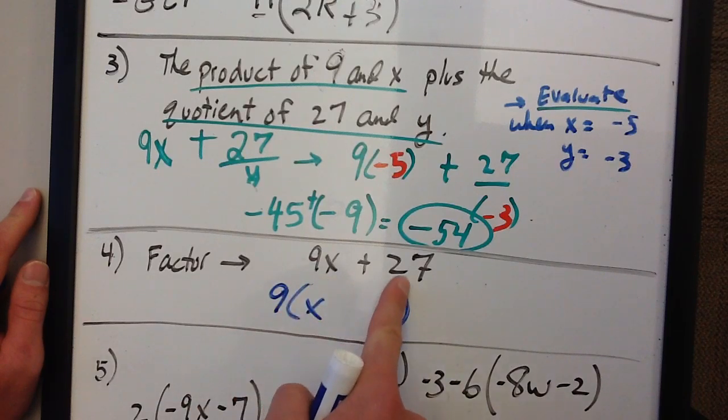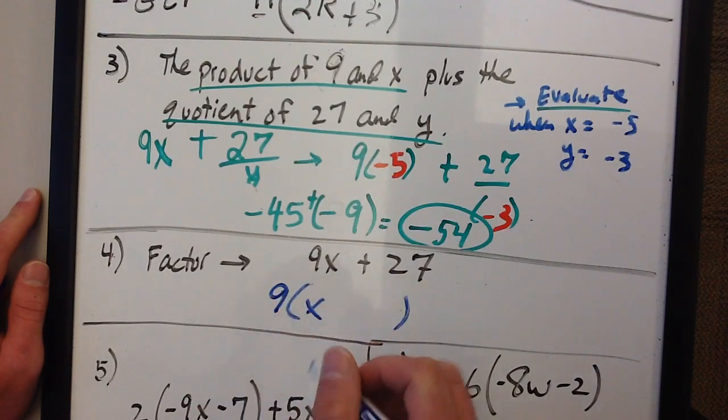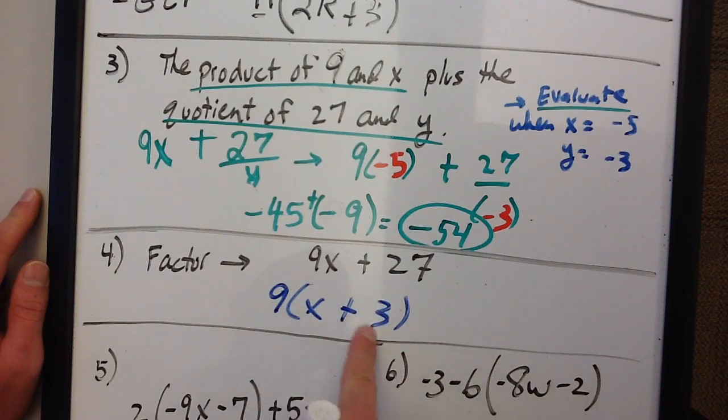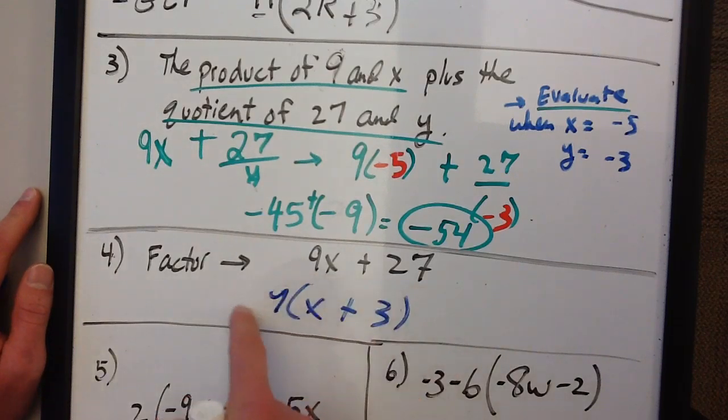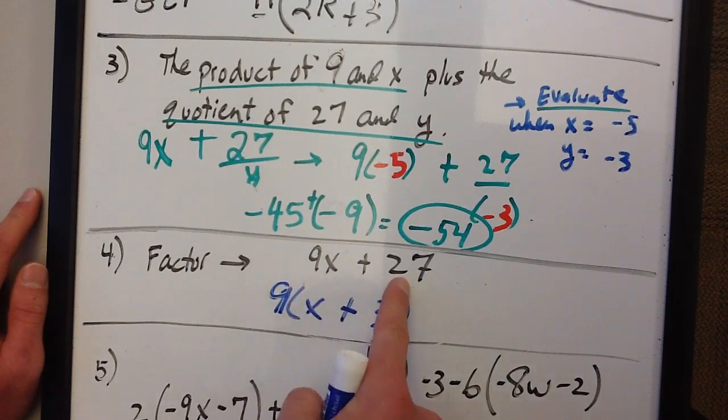9 times what would give me 27? Well, 9 times 3. 9 times positive 3 would give me positive 27. So I can check to see, is this my answer? Is this correct? Well, if I distribute, I should get this.